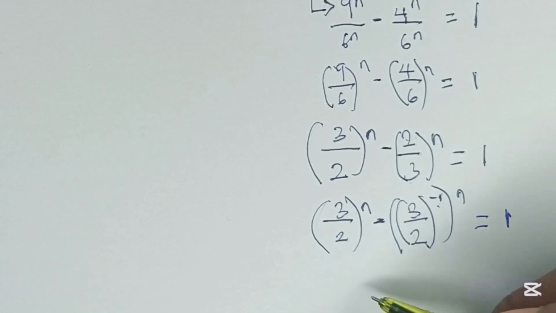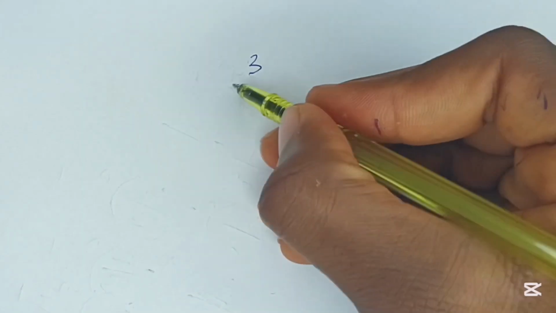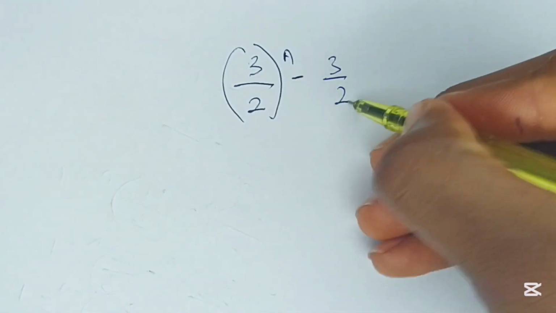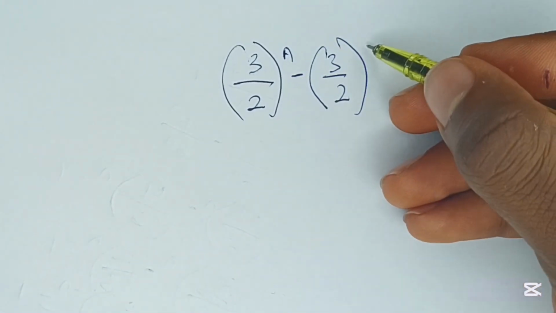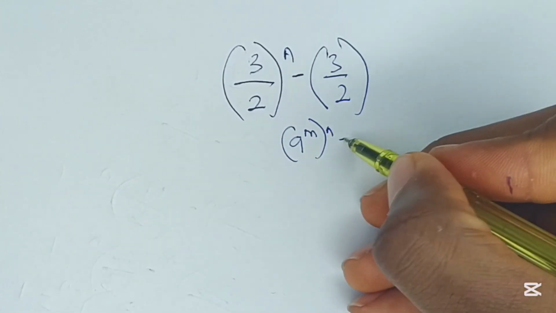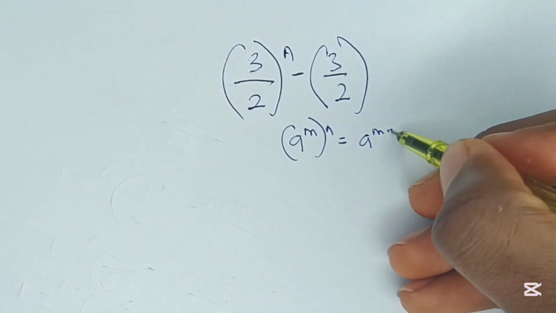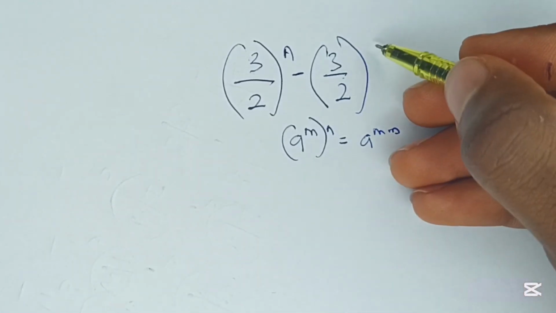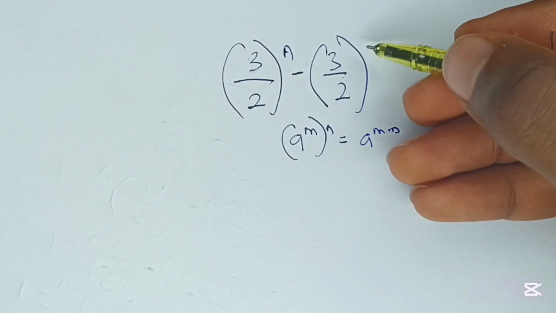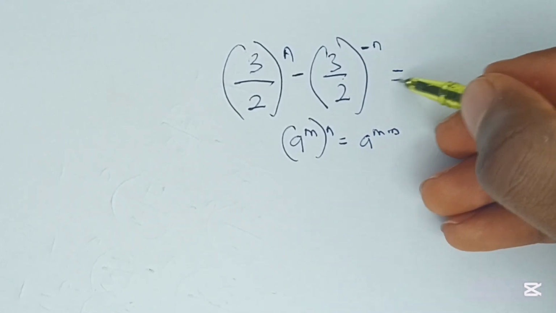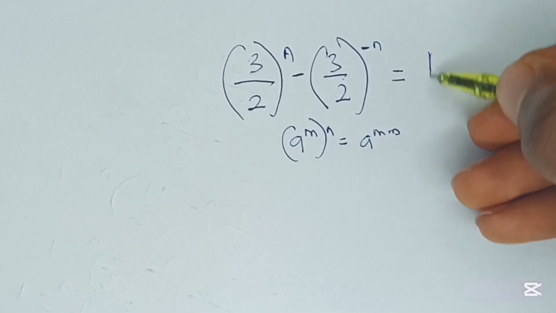Now we have 3 over 2 all raised to the power of n minus 3 over 2 all raised to the power of minus 1, all raised to the power of n. If you have something like a raised to the power of m all raised to the power of n, it becomes a raised to the power m times n. Hence here you have minus 1 times n, which is minus n, equal to 1.